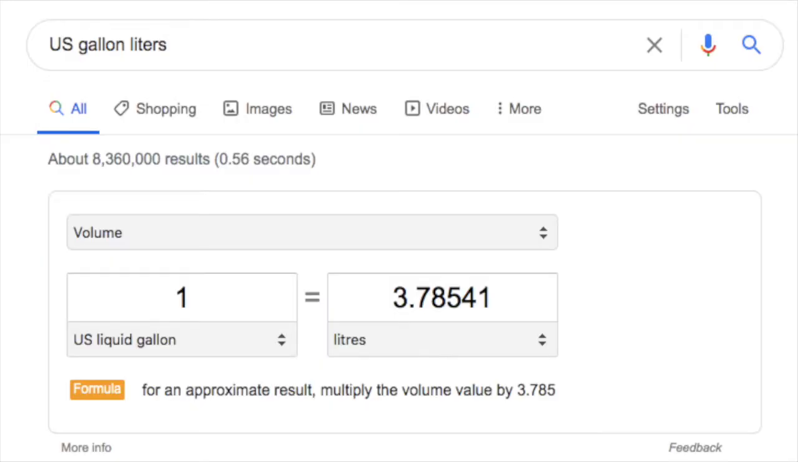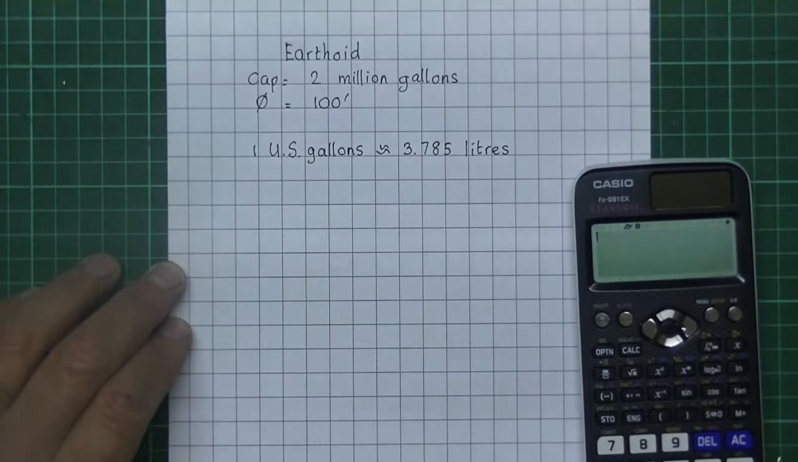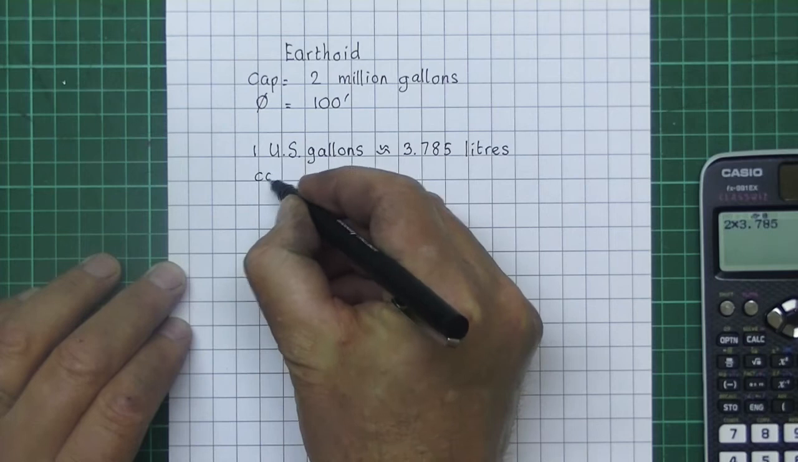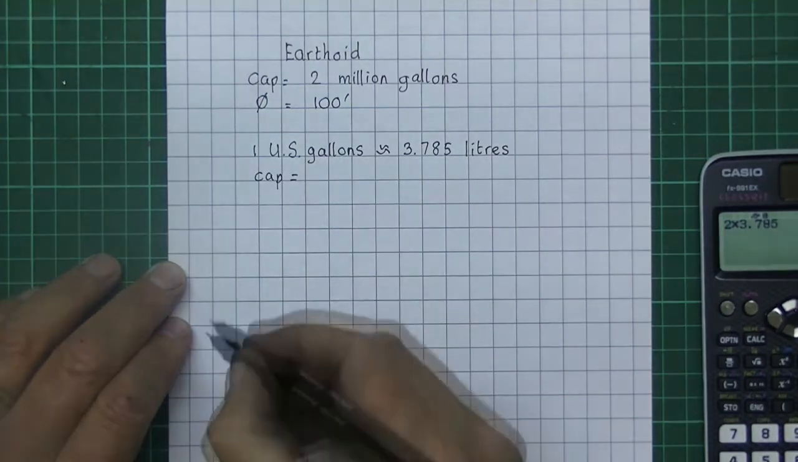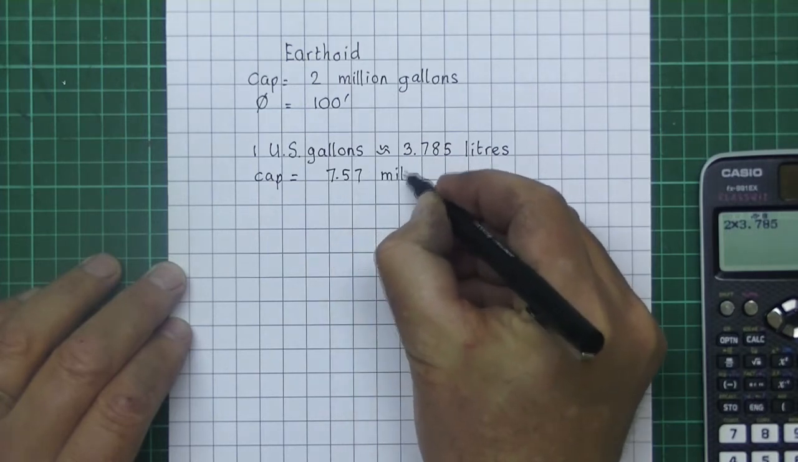One US gallon is equal to approximately 3.785 liters. Let's do this in metric. So we get 3.785 liters times 2 million. So I do 2 times 3.785 equals 7.57. So the capacity of the tank is said to be 7.57 million liters.